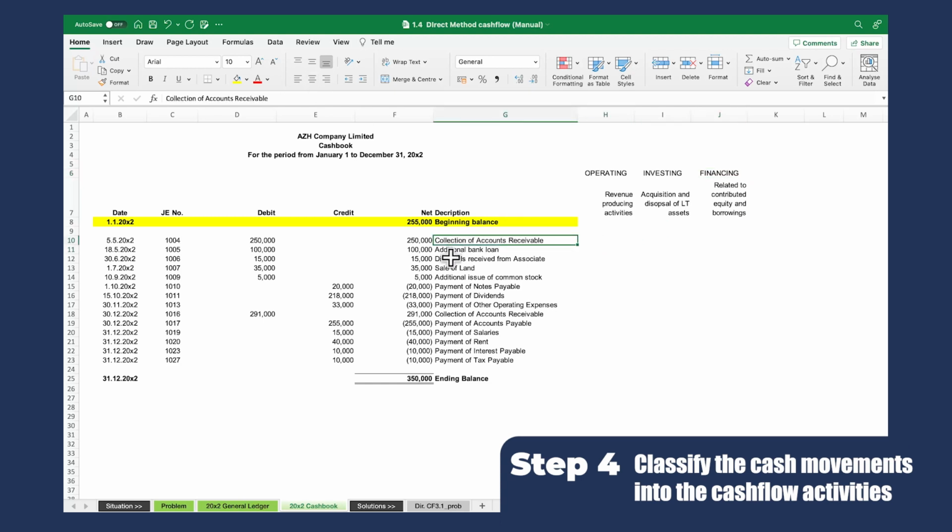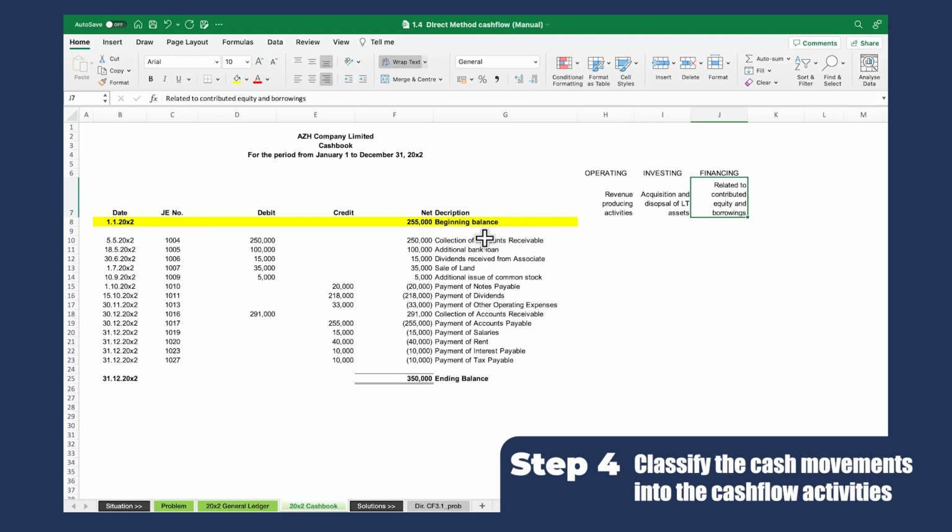We will go through each and every row to determine whether they are related to the definitions of an operating, investing, and financing activity. You also have to take note that if you are confused and it does not fall into investing or financing, then the standard says that it will be under operating activity. Let's go through step 4 now.